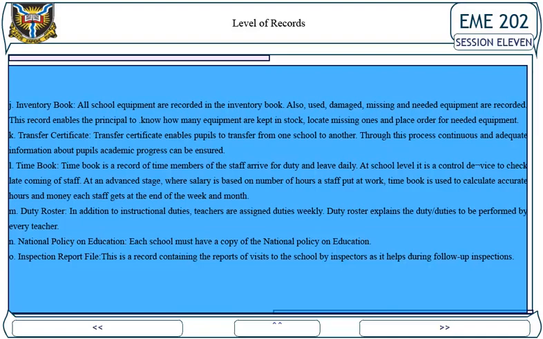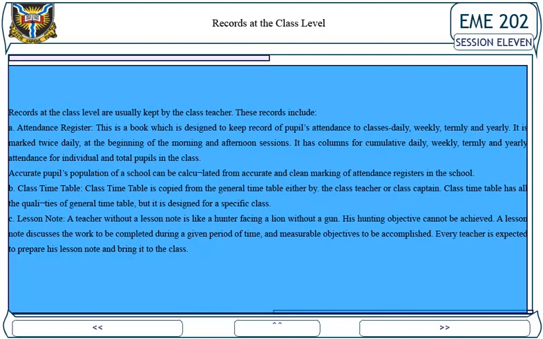J. Inventory book. All school equipment is recorded in the inventory book. Also used, damaged, missing and needed equipment are recorded. This record enables the principal to know how much equipment is kept in stock, locate missing ones, and place orders for needed equipment.